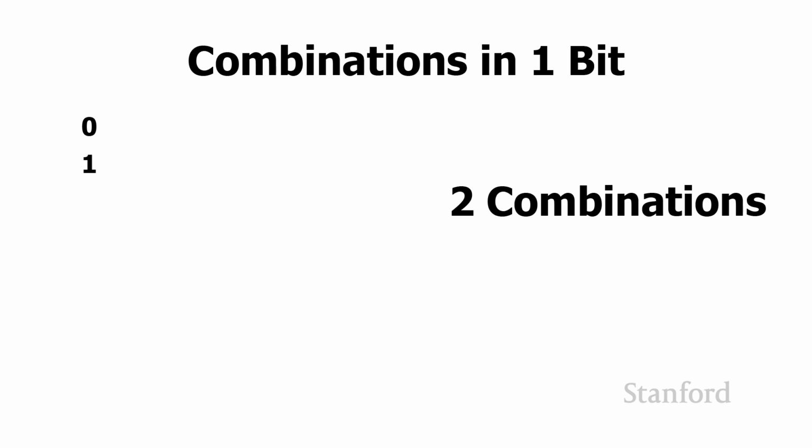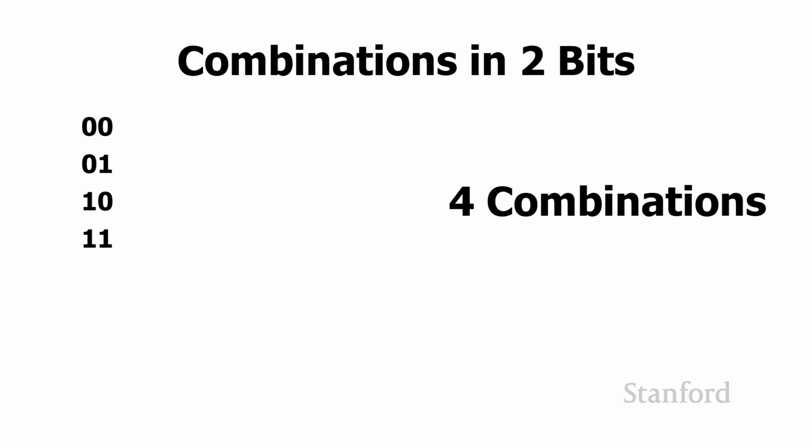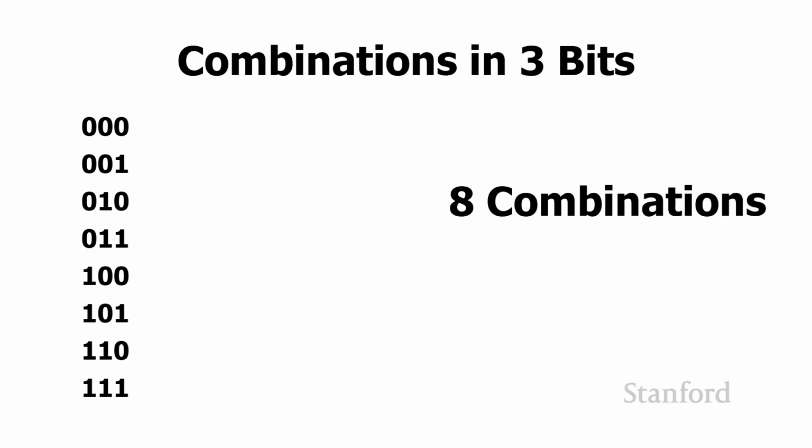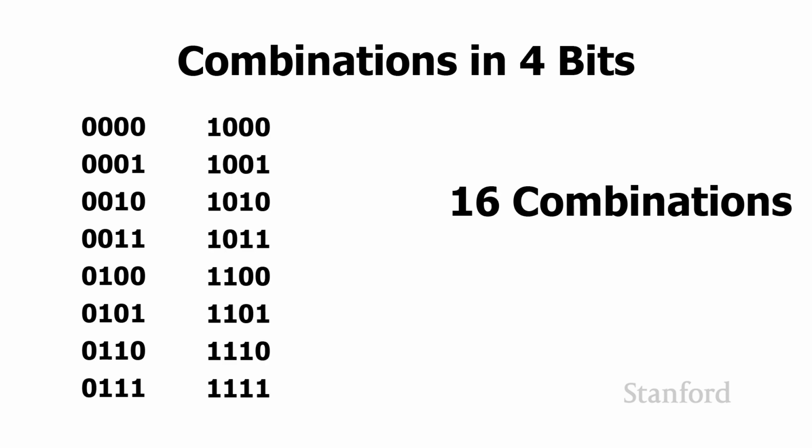And if that bit is storing a 0, then the answer is no. How many different combinations can we store in 2 bits? Well, here are the different combinations in 2 bits, and you can see that there are 4 possible combinations. How about the combinations in 3 bits? Here are the different combinations in 3 bits. And then finally, here are the combinations in 4 bits.